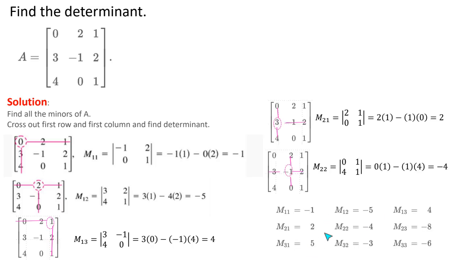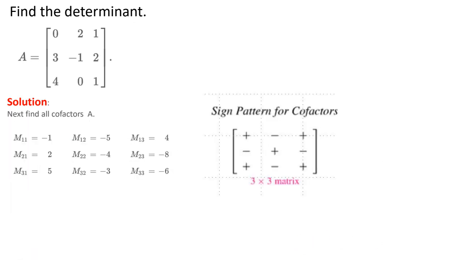And so if we keep doing this, then we end up with all these minors, right? So the same idea, same process. What you want to do is take all of these minors, and so I'm going to have them here. The next thing we're going to do is find all the cofactors of A. The sign pattern for the cofactors is going to be positive, negative, positive, negative, positive, negative, and so on. Positive, negative, positive, positive.